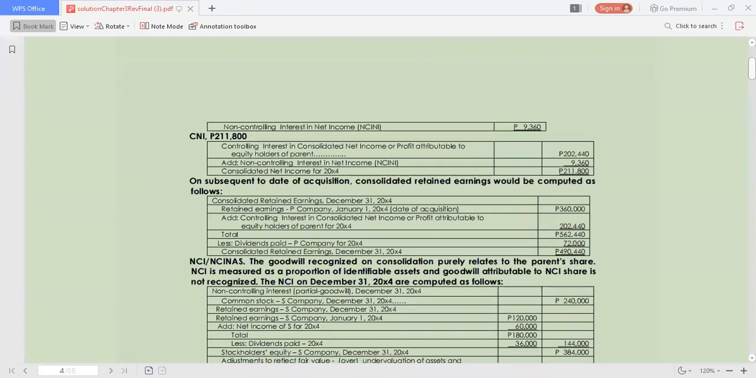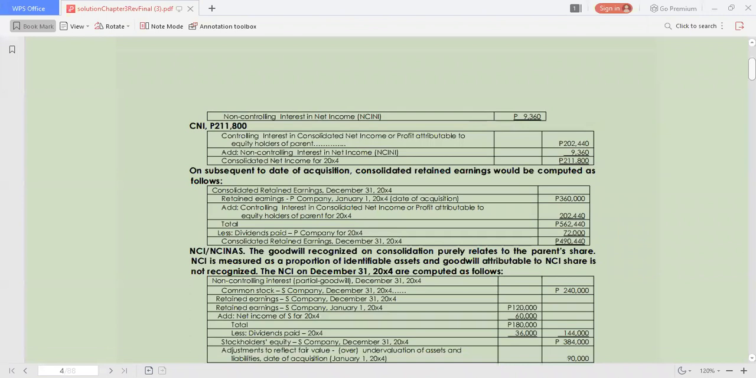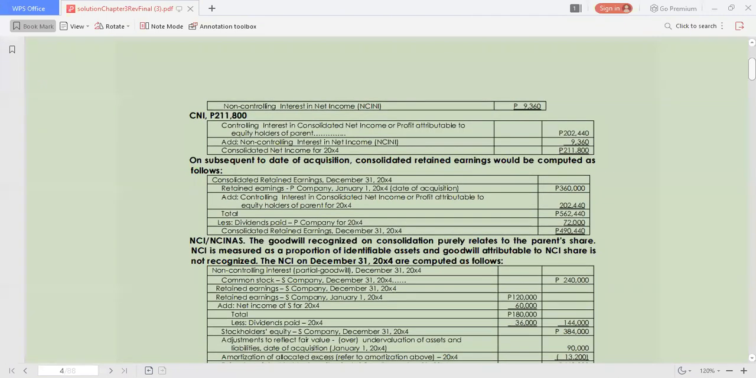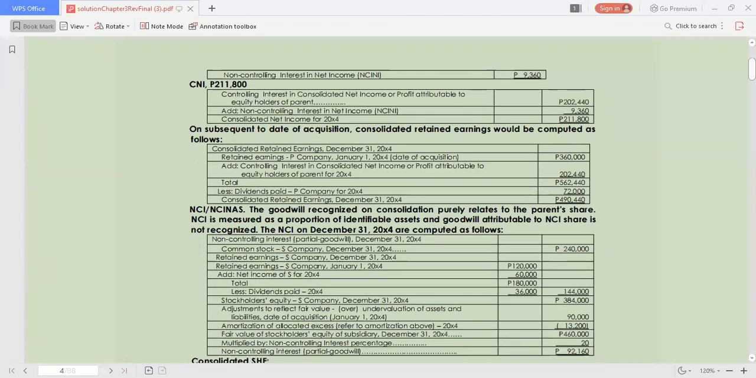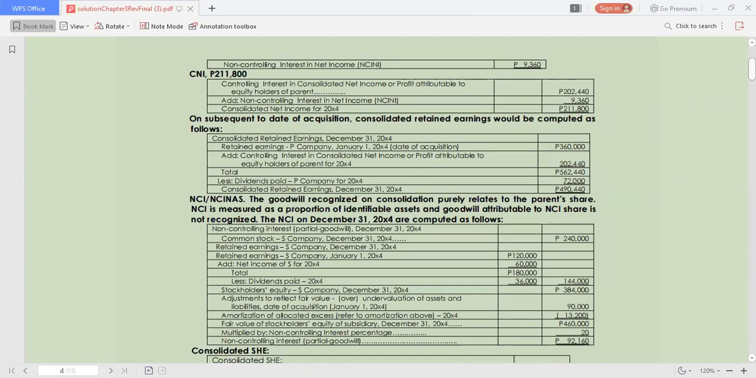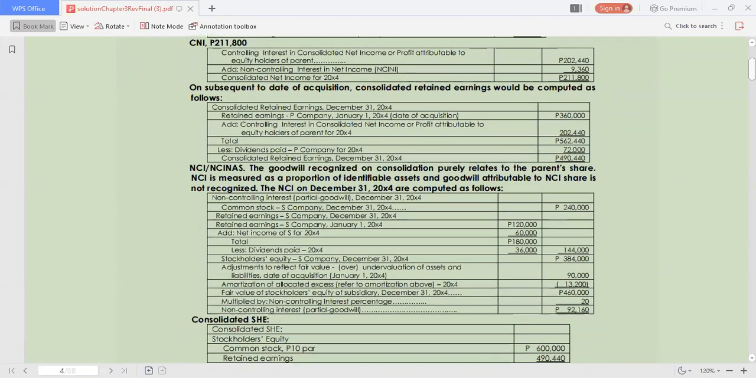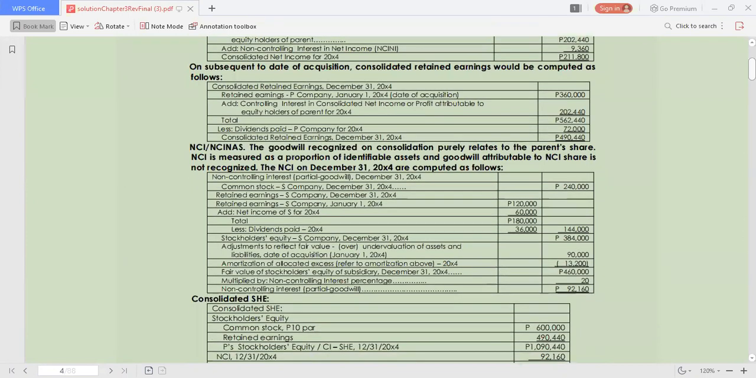Consolidated retained earnings, then we add the controlling interest, and we deduct the dividends paid. We have now your consolidated retained earnings. Then for the non-controlling interest, partial goodwill, 240,000 is the common stock of S company. Retained earnings, 120,000. Net income of 60,000. And we deduct dividends paid of 36,000.